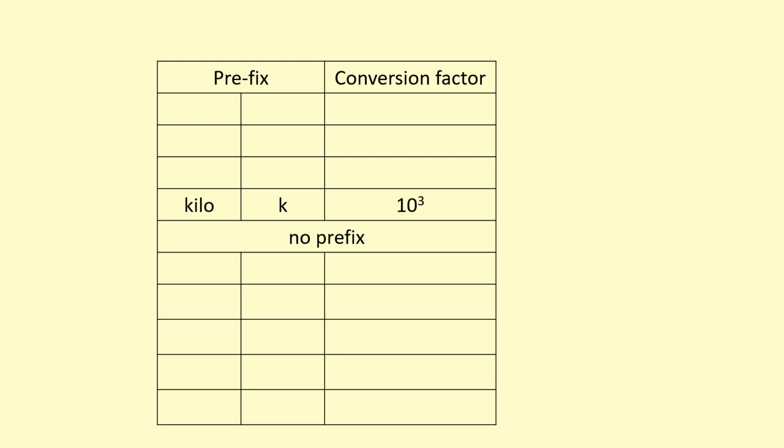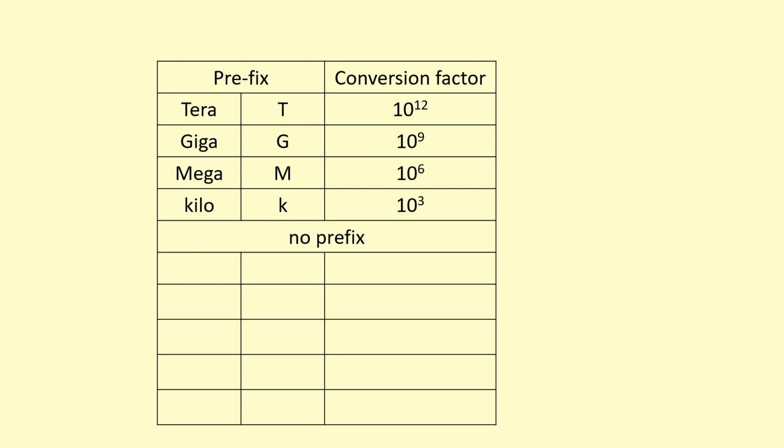First of all, we've got kilo, which is lowercase k, and that's 10 to the power of 3. For example, kilometers is 1,000 meters. Then we've got mega, capital M, and that's easy to remember because mega is like a million, 10 to the 6. Then after that we've got giga, again capital G, 10 to the 9, a billion. After that we've got tera, capital T, which is 10 to the 12, which is a trillion.